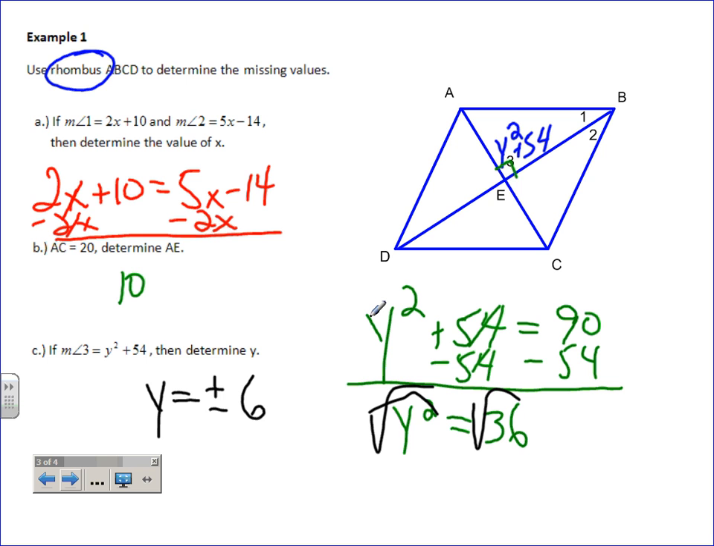So positive and negative. And the reason is that if you put positive 6 in, positive 6 squared is actually 36 plus 54 is 90. Put negative 6 in, and it also comes out to 90. So they both actually work. And realize sometimes in geometry they won't both work, but this time they do.